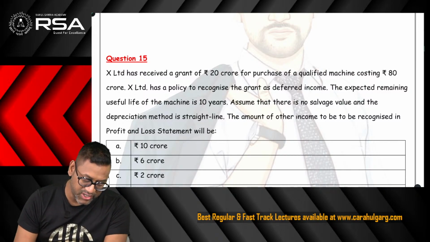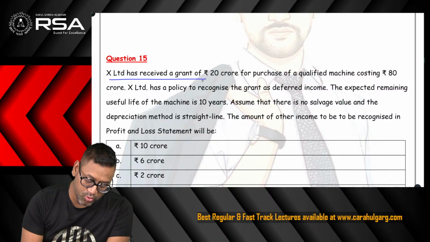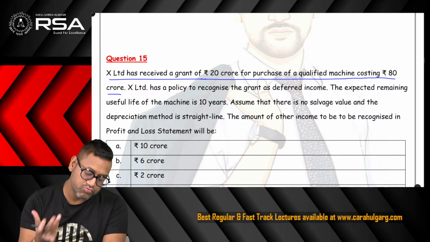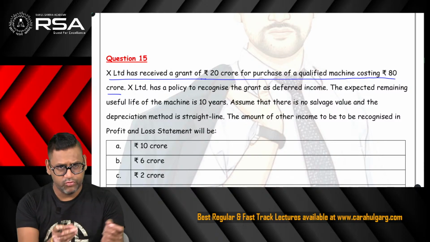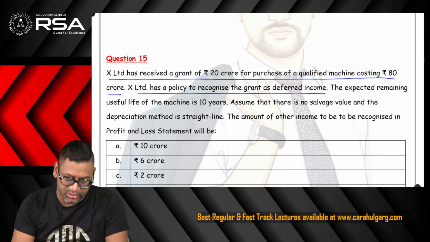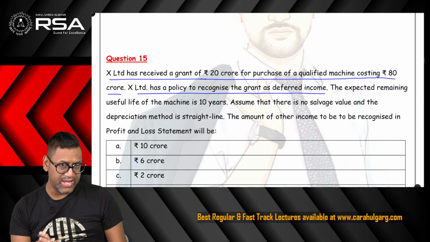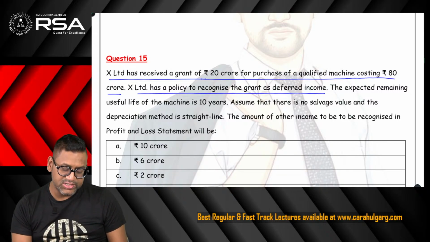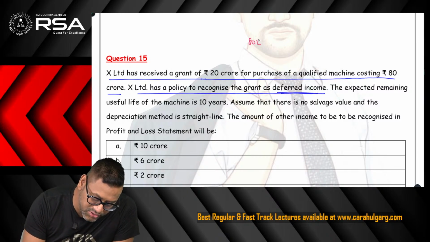Yes, let's move ahead. X Limited has received a grant of rupees 20 crore for the purchase of a qualified machine costing rupees 80 crore. So the machine's cost was 80 crore, and you got a grant of rupees 20 crore. So in effect I can say 60 crore from your pocket. X Limited has a policy to recognize the grant as deferred income. Okay, so there are two ways to record the grant as per AS number 12. This method says that they treat the grant as deferred income, meaning they are not doing 80 crore minus 20 crore is equal to 60 crore.